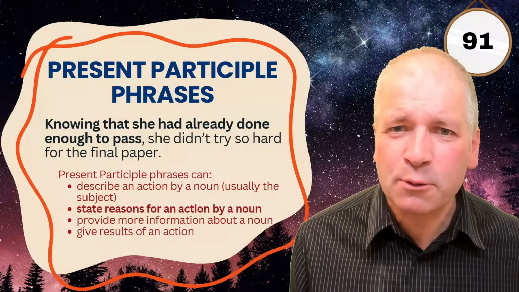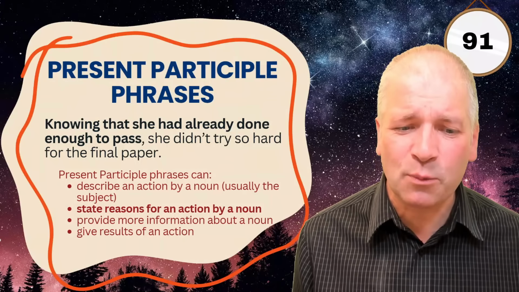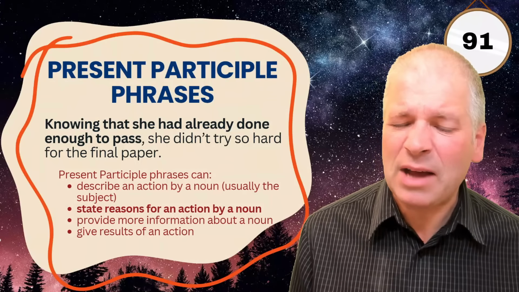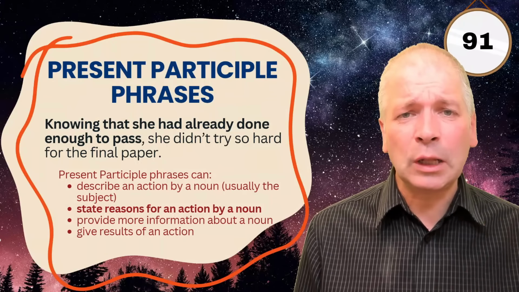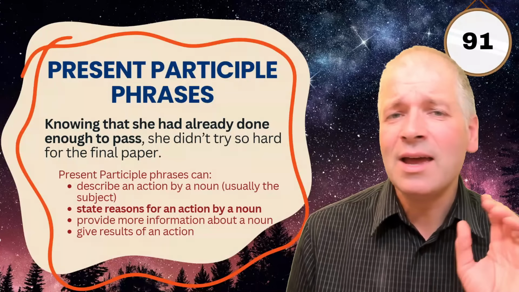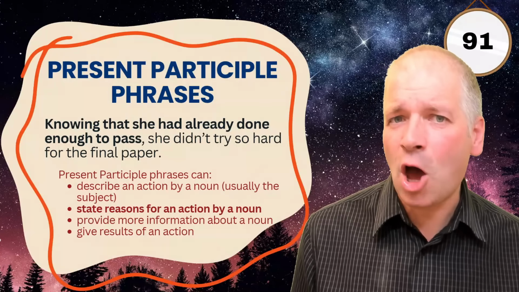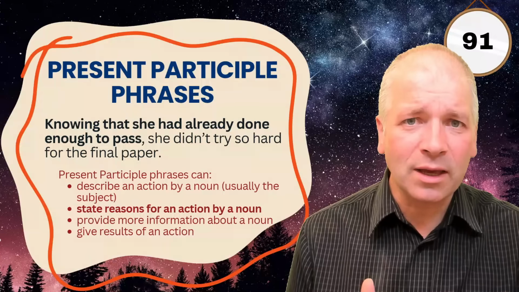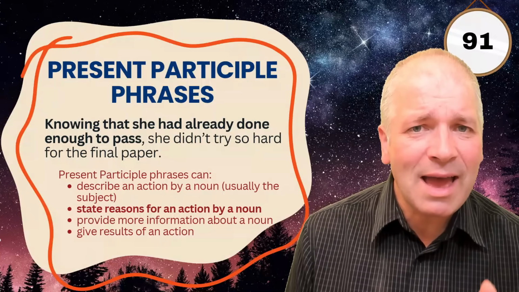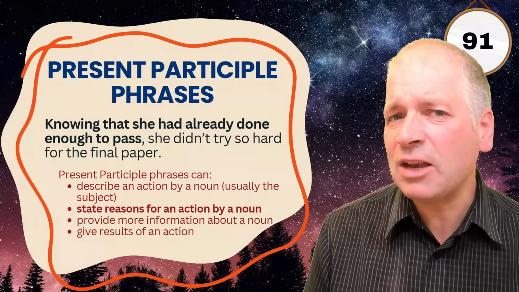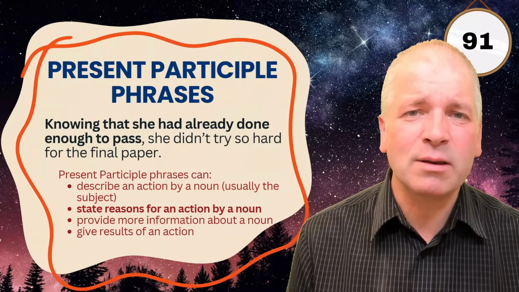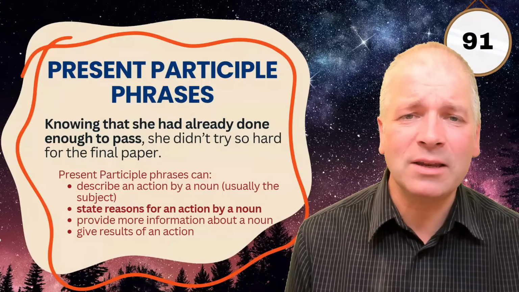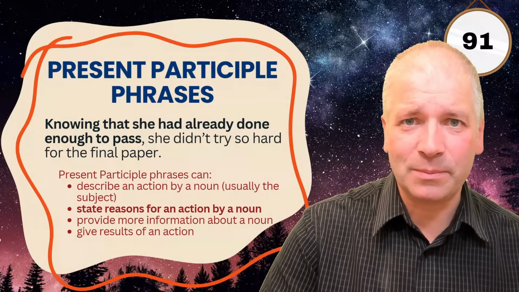And there are other reasons we can use the present participle phrase as well. It provides more information about a noun. It gives results of an action. It's a phrase, not a clause, because knowing never changes for tense. We don't say know, knows, knowed, knowing. In this case, it will always stay knowing, or it could potentially be a past participle, but it will never be in the present simple form. It won't change depending upon who the subject is.